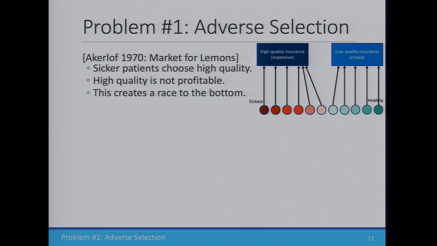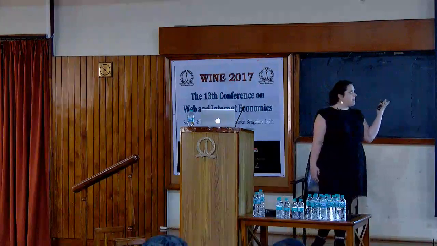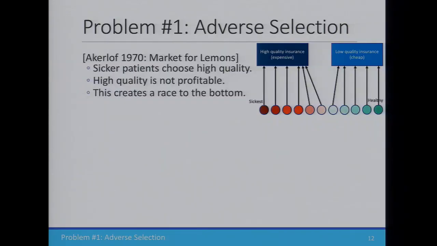So this is just the market for lemons theory from 1970 of Akerlof that says there will be a race for the bottom because the sicker patients will choose the higher quality. Yeah? So why is high quality not necessarily profitable? You just charge more, right? Yeah, well, if you charge too much, nobody will buy it. So you have to be cheap enough. I mean, there has to be a reason for them getting insurance, right? I'm being a little fuzzy with the details, but yeah.